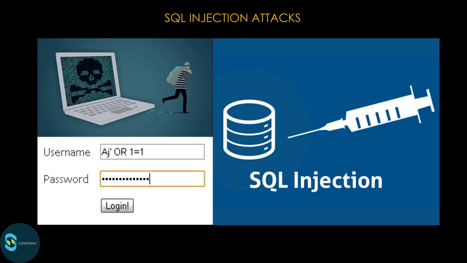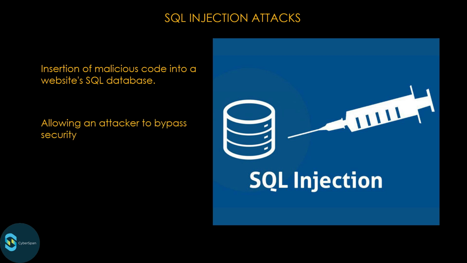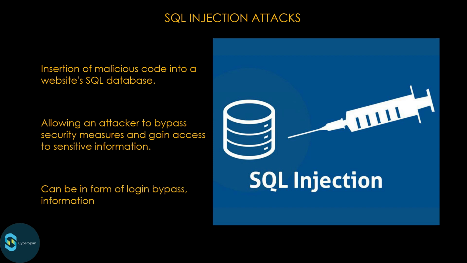Our next form of attack is SQL Injection Attacks. SQL injection is a type of cyber attack that targets web servers and applications that use SQL databases. The attack involves injecting malicious SQL code into a web application's input field to execute unauthorized SQL commands. This allows an attacker to bypass security measures and gain access to sensitive information. There are various forms of SQL injections, including login bypass, information disclosure, and database modification.